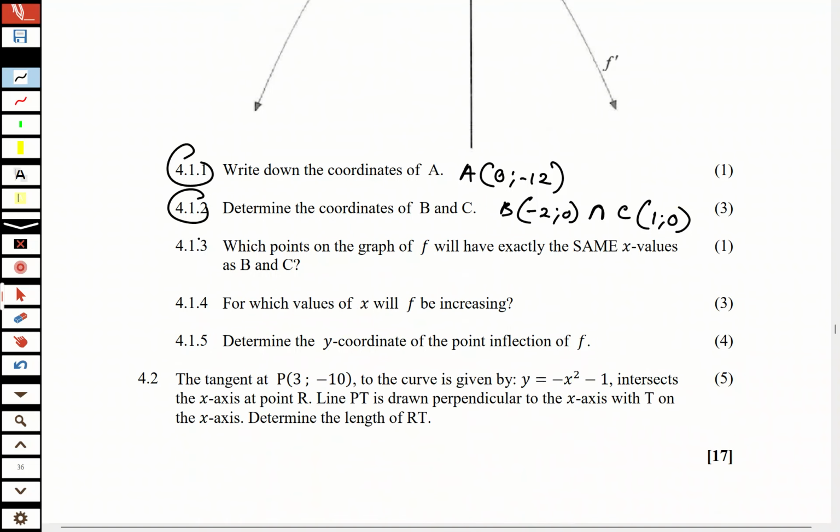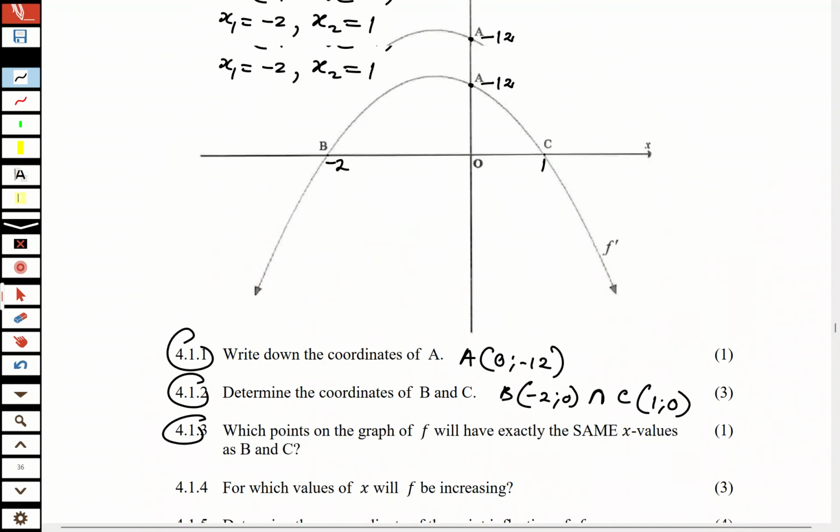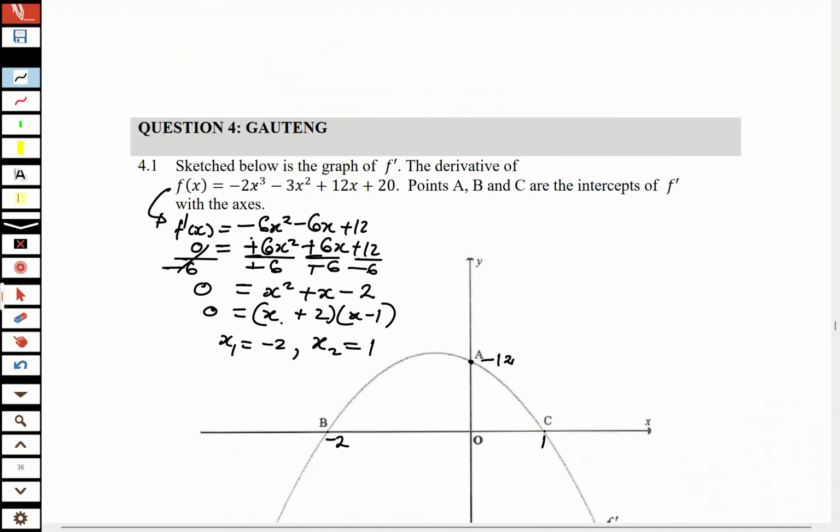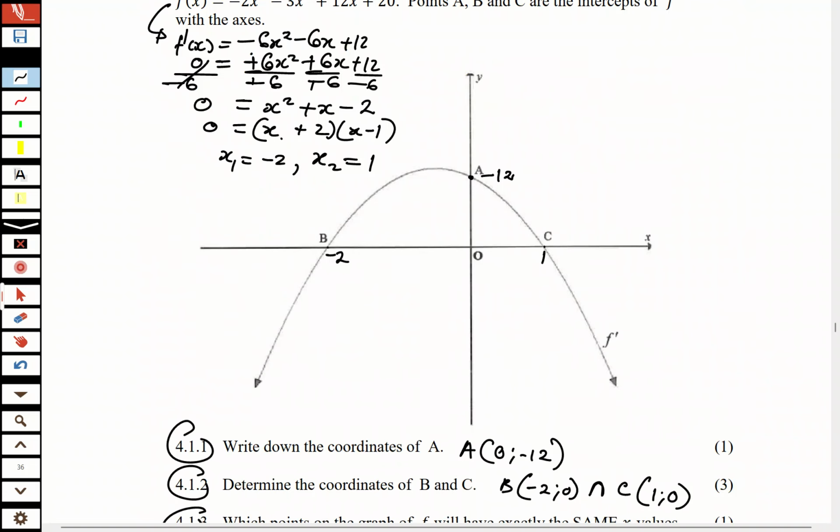So now guys, let's take a look at the next question. Which points on the graph of f will exactly have the same x values as B? So remember guys that this function here is the first derivative. It is the gradient of your function f of x, the original function.